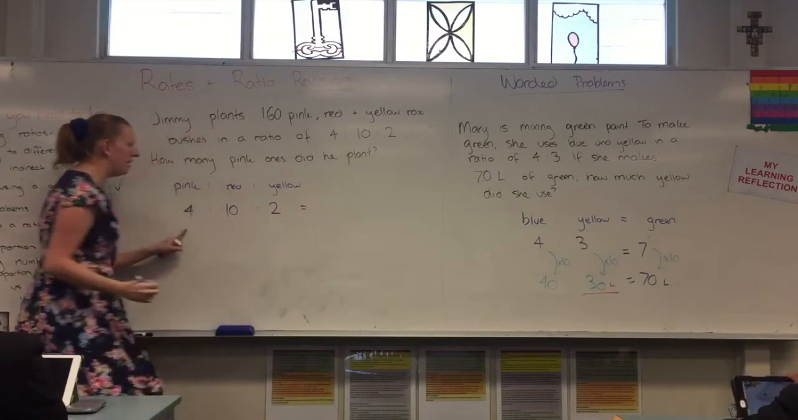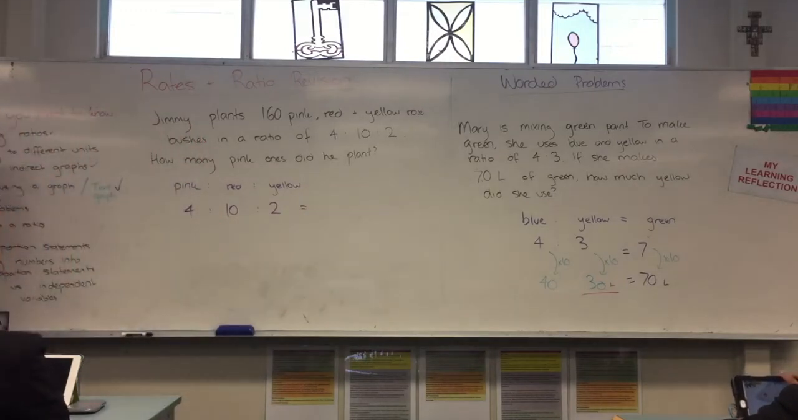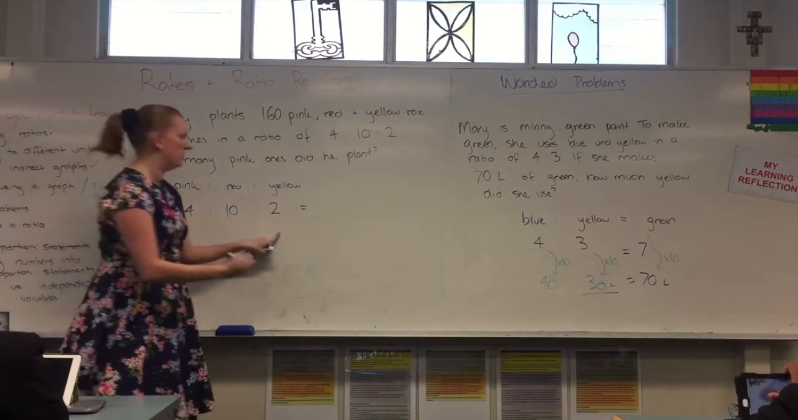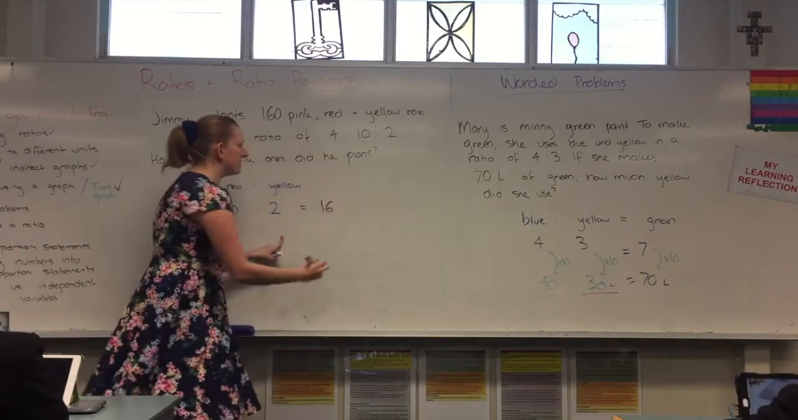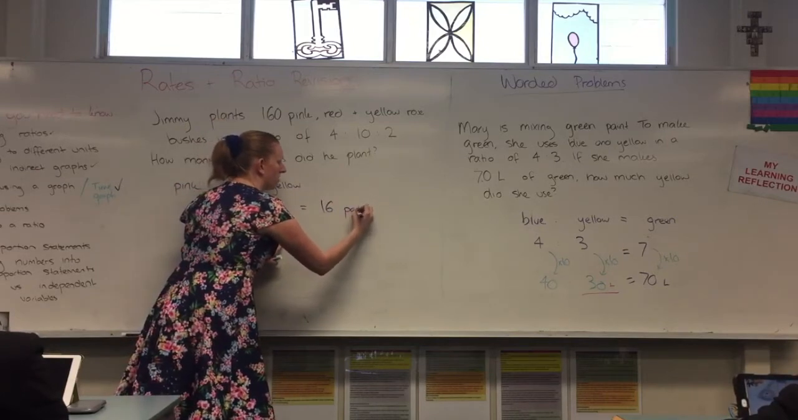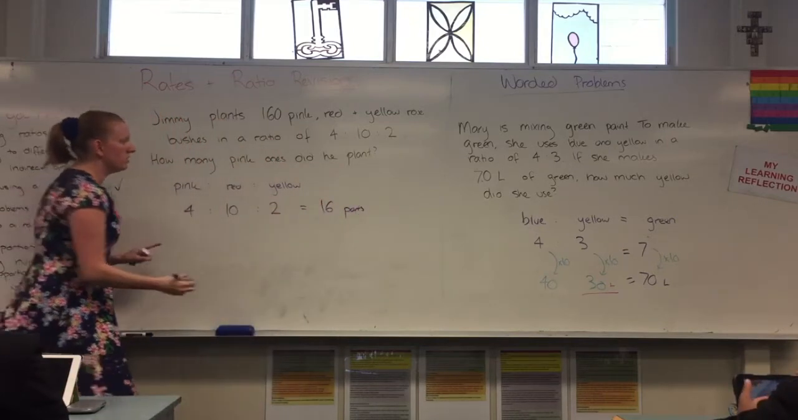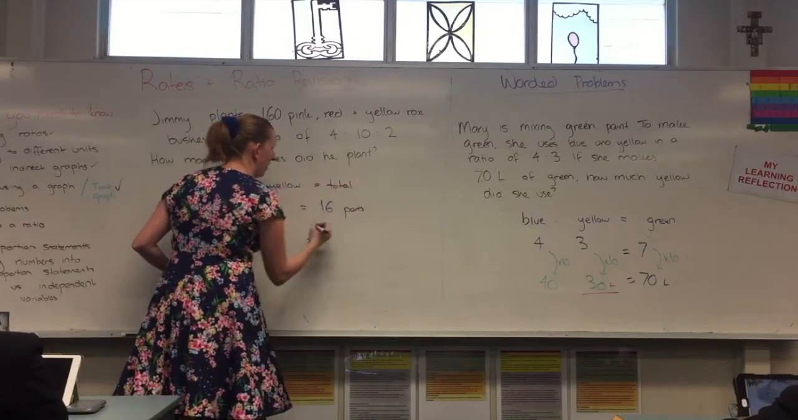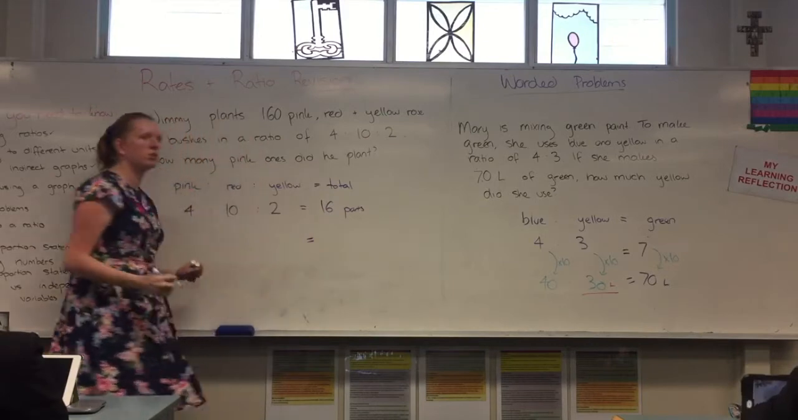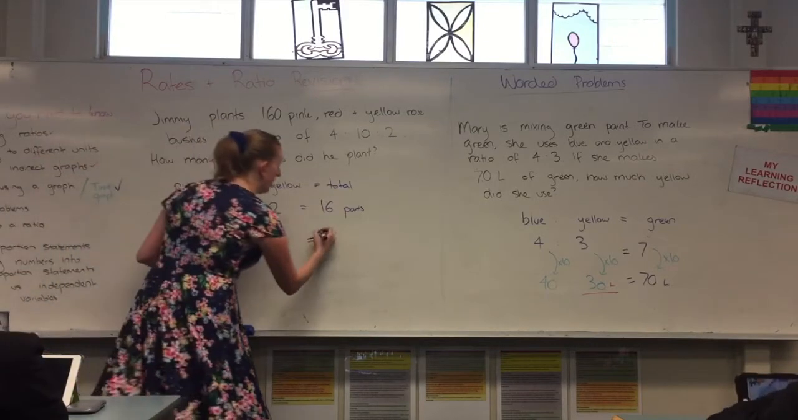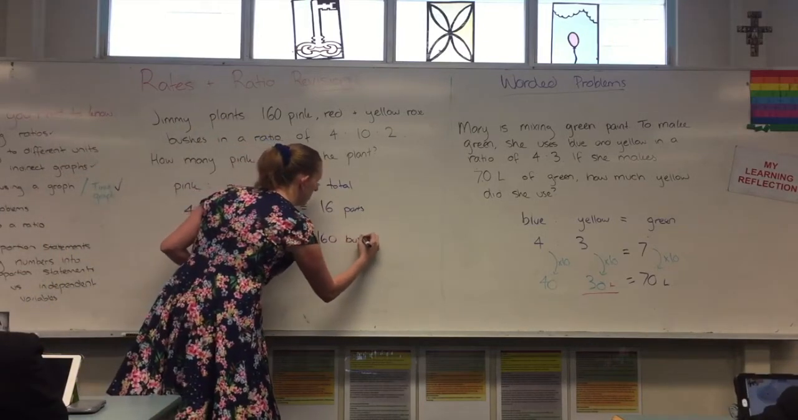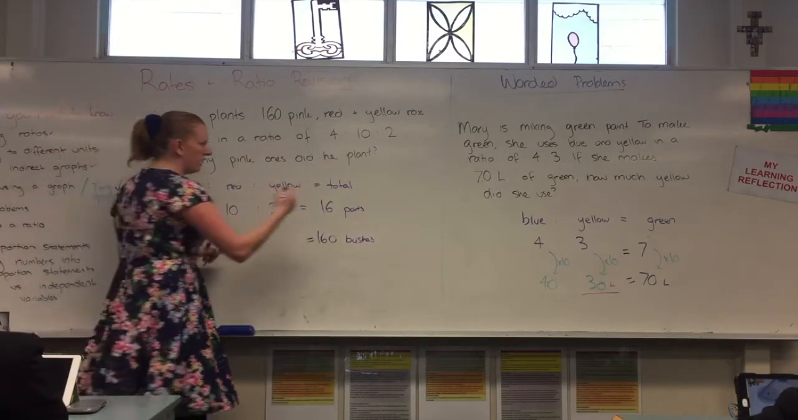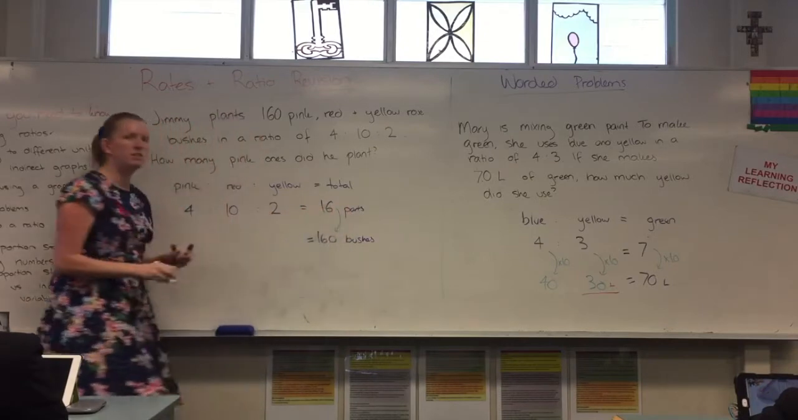And how many parts are there in total? So 4 plus 10 plus 2 is 16. So all up there's 16 parts. Oh, you can times that by 10 as well. Great. So all up in total, hold on, I'll write total up here. 16 parts. So in total, how many bushes did he plant? 160. Great. So I'm multiplying by 10 to get from 16 to 160.